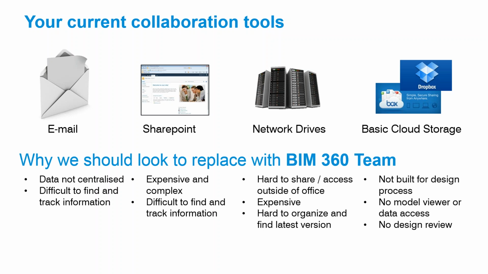So if you look at something like emailing, when you're emailing documentation, you're spreading the information out, but in individual files. So we don't really know, are we working with the latest release? Who do we send that information to? It's quite difficult to get that tied down. There's things like SharePoint. SharePoint I've found is quite an expensive way of working, but it's also complex as well, and it can be quite difficult to find and track information.